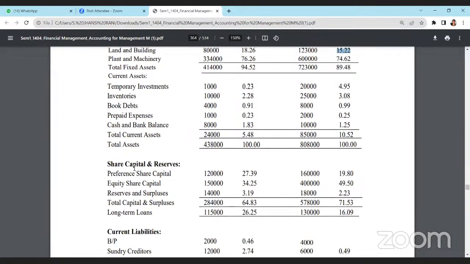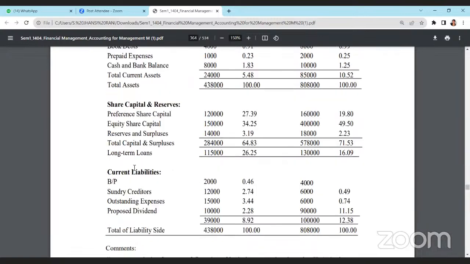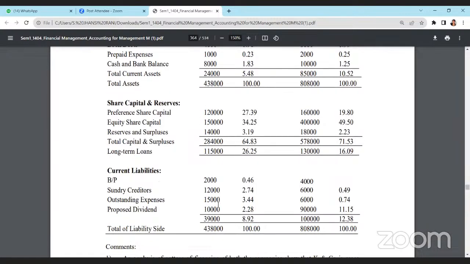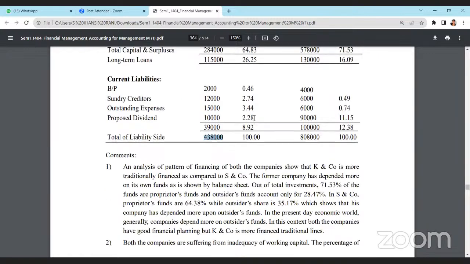Then how about the balance sheet, liability side? In the liability side, we take total liabilities as 100. So your preference share capital is how much? 1,20,000 divided by 4,38,000 into 100. Like this, on liabilities also, respective liability divided by total liability into 100, we will calculate it.